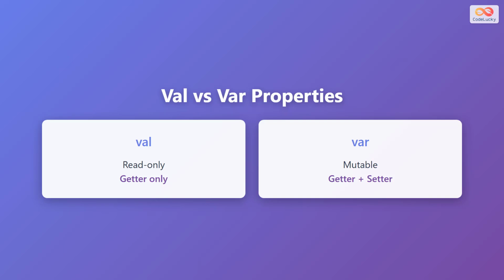Kotlin has two types of properties, val and var. Properties declared with val are read-only. They only have a getter, so once initialized, their value cannot be changed. Properties declared with var are mutable. They have both a getter and a setter, allowing you to read and modify the value. Choosing between val and var helps you enforce immutability where appropriate, leading to safer and more predictable code.